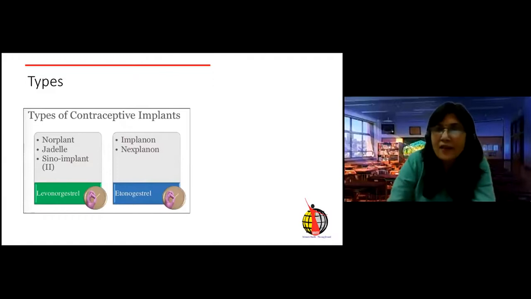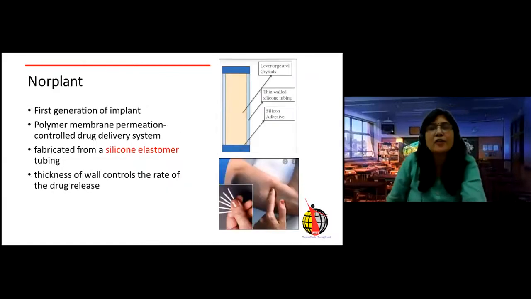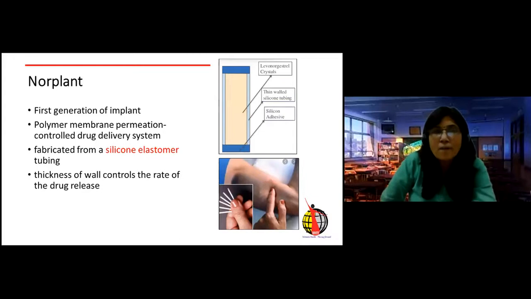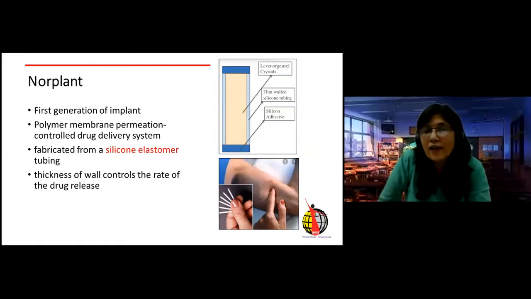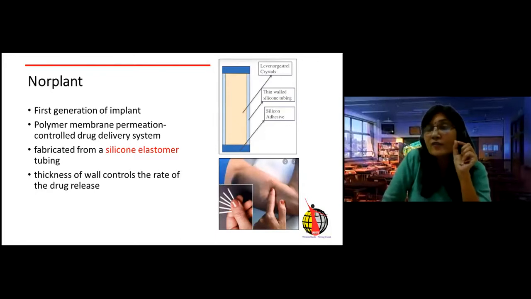So one by one, a little bit of detail I'll tell you about Norplant. This Norplant is a first generation of the implant. It is a polymer membrane permeation controlled delivery system. So the tubing is made up of silicone elastomer, and depending on the thickness of the wall, the rate of the drug release varies.